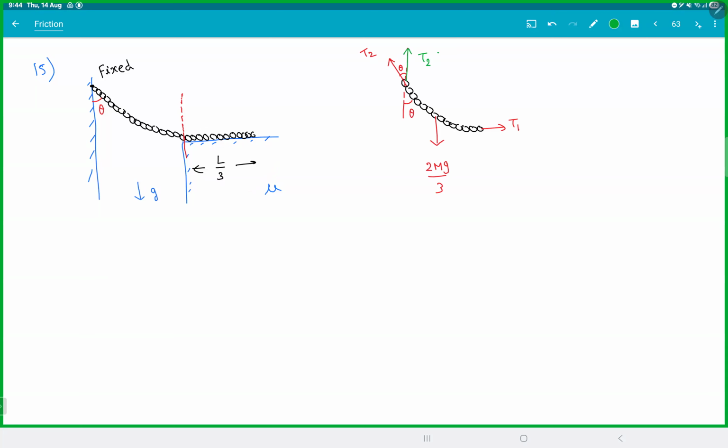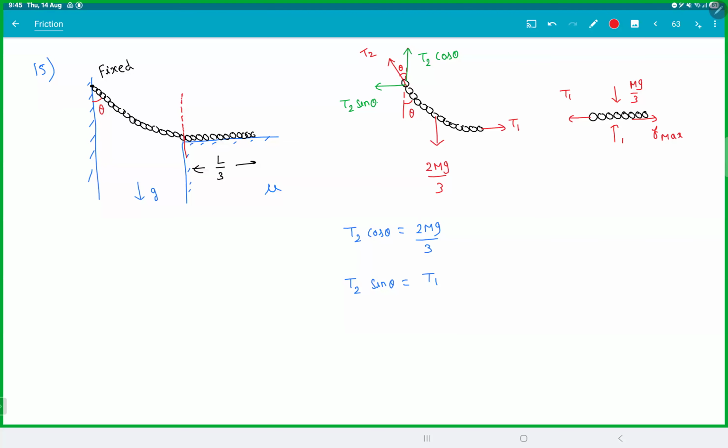So this will be T2 cos theta. This will be T2 sin theta. From here you can clearly see T2 cos theta is balancing the weight 2mg by 3. T2 sin theta is balancing T1. Now if you look at the rope on the floor, the same tension T1 will act here. And you said it is about to slip, so this is F maximum. This is 1/3 of the chain, so the weight is mg by 3.